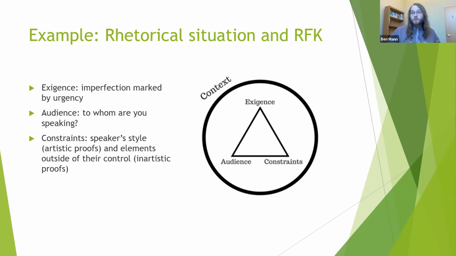And then lastly, there were constraints in Robert F. Kennedy's speech. For instance, his own speaking style and elements outside of his control, like the very short amount of time that he had to prepare, right? So that's an example, looking at somebody giving a speech and using theory, in this case, the theory of the rhetorical situation, to make sense of, analyze, and understand what was happening there. That's what theory can do for us.